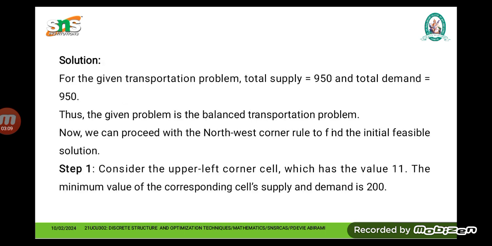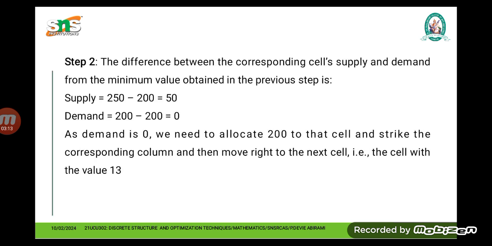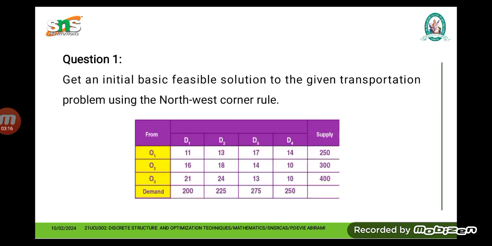Now we are going to use northwest corner step 1. Our step 1 is to choose our northwest value. Here our northwest value is 11. In supply we have the value 250, in demand we have 200. So we choose our demand value 200, cross out our column, that is D1, and we subtract 200 from our supply value 250. If we subtract it, we will get the value 50.